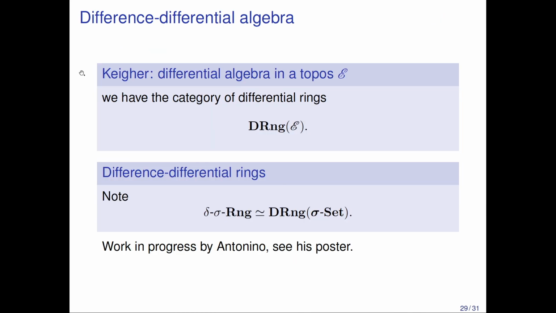So the shape of the theory is that you're getting a difference group acting on difference sets. All right. So I'd like to just advertise the poster of my PhD student Antonino here. His goal is to go through everything I just said in the differential case.